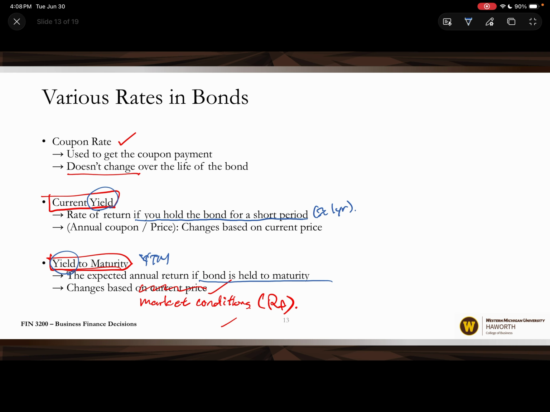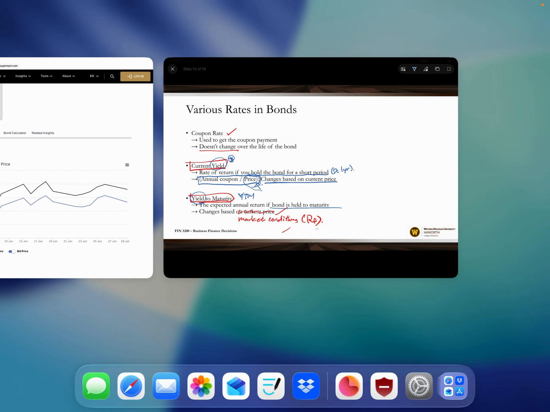The formula for current yield is this: annual coupon divided by price. And the current yield changes based on the current price, because as we just saw, the price of the bond changes all the time. Okay, let's explain current yield real quick.